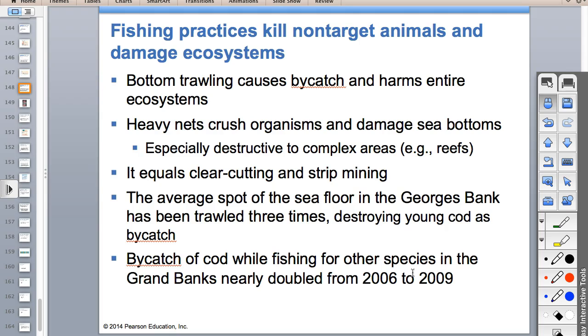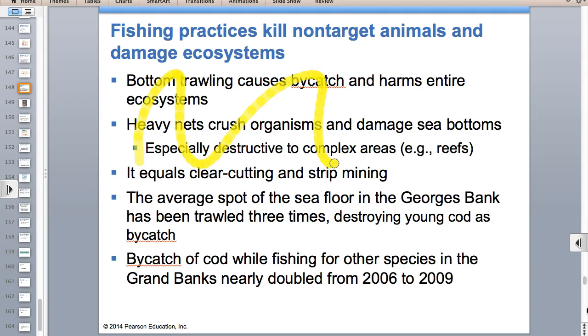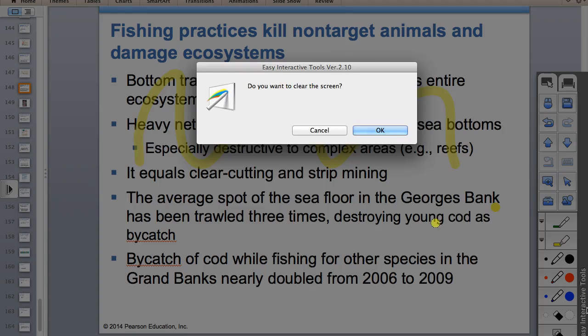I already kind of talked about this. Of course I did, because I always do that. But what I was saying earlier was the bottom trawling is going to destroy that benthic environment. So if you have any coral or anything like that, it's going to get crushed and killed. Here it is. The average spot on the seafloor of Georges Bank had been trawled 3 times, destroying young cod and bycatch. And so there's no habitat, no protection, nothing left. Kind of sad.